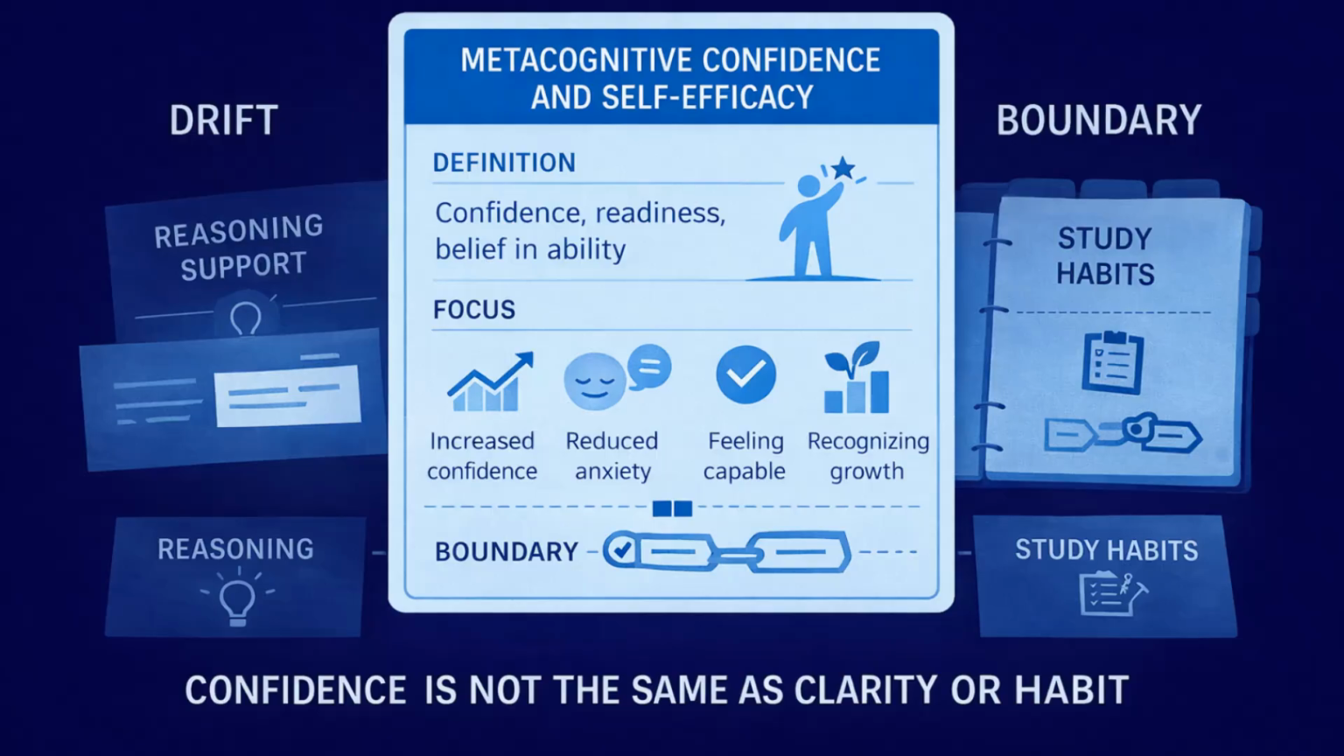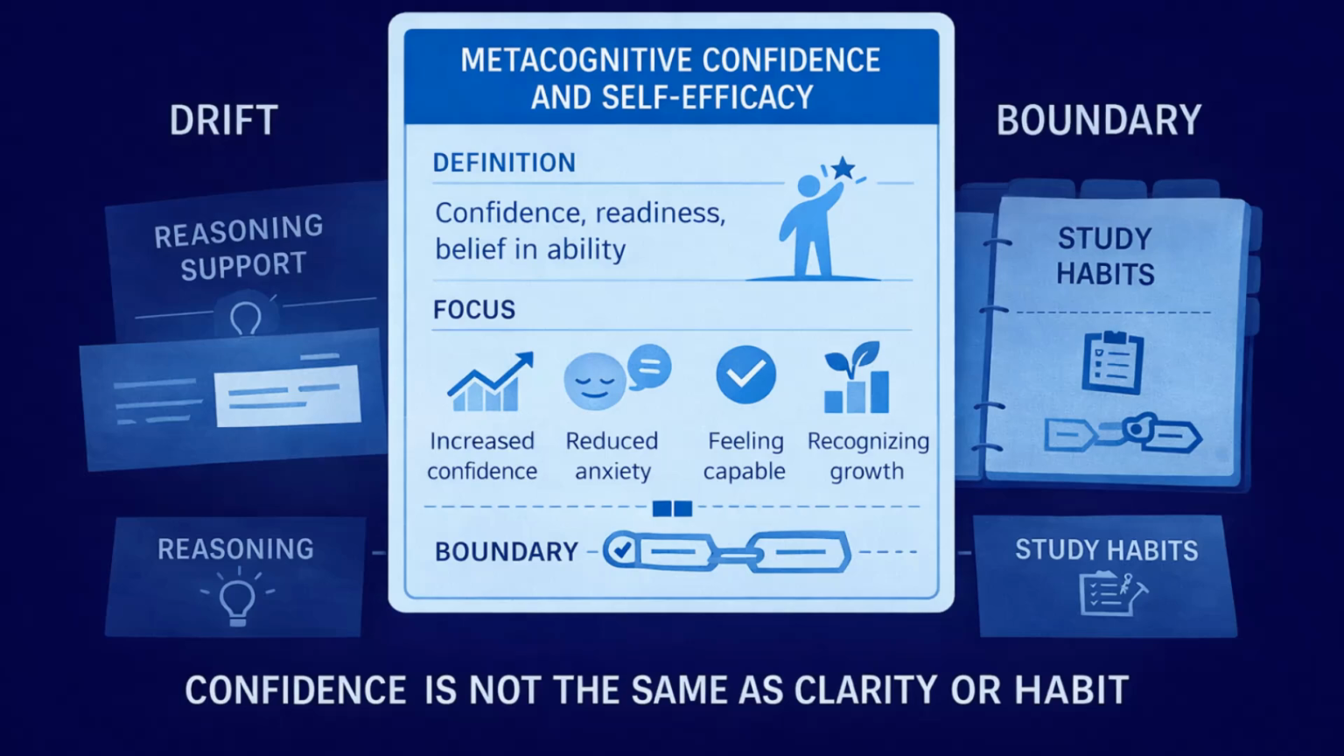A second entry might be called Metacognitive Confidence and Self-Efficacy. That code captures something different from reasoning support, even though the two may appear together in the same participant response. Its definition would explain that it describes confidence, readiness, or belief in one's ability. Its focus areas might include increased confidence, reduced anxiety, feeling more capable, or recognizing growth.